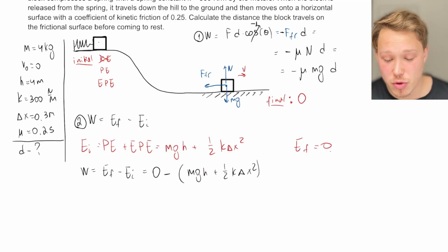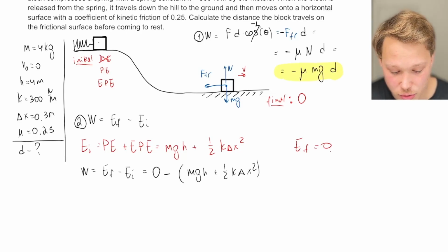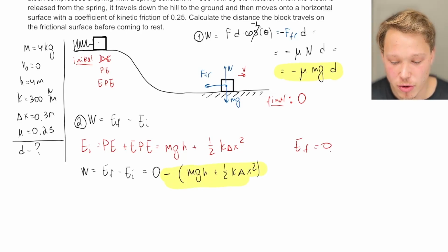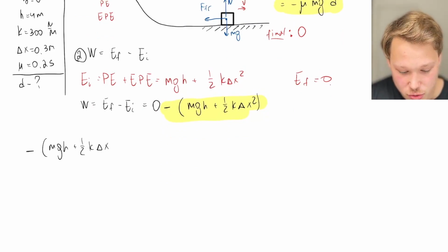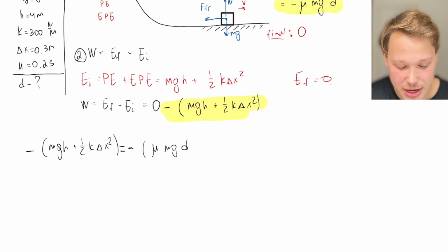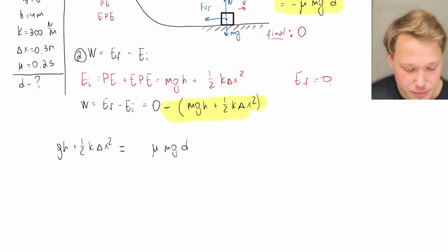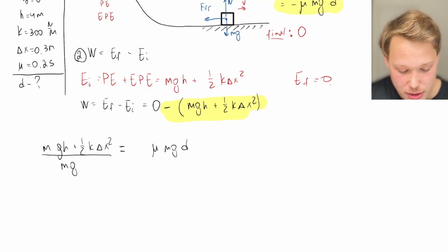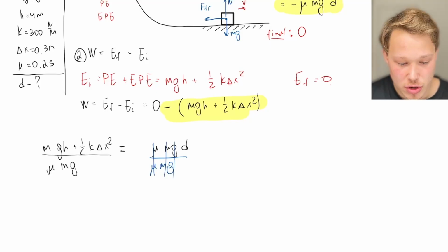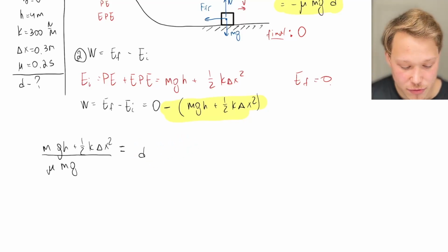So just like in the previous question, right, we're setting those two equations equal to each other, but now solving and rearranging this for distance. So negative mgh plus 1/2 k delta x squared, we're almost done, is equal to negative mu mgd. Of course, the negatives can just cancel out from both sides. And we're rearranging for distance. So let's divide both sides by mu mg, right? In order to rearrange it. So now we have our final formula for distance. We just have to plug in all the numbers.